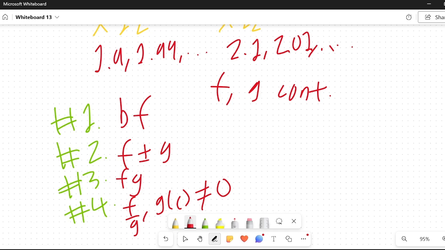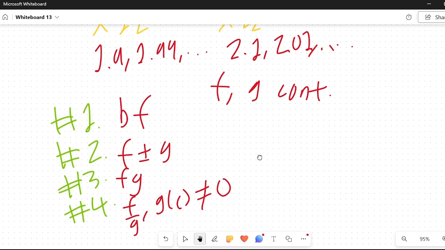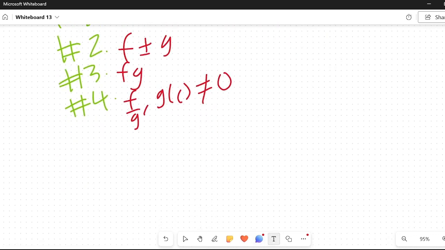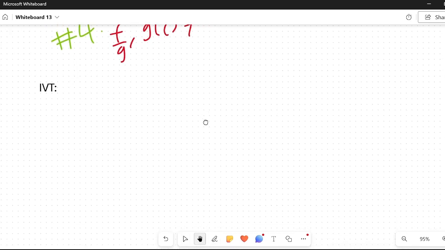So now let's look at what will probably be our last topic for today: IVT, the intermediate value theorem. If f is continuous on the closed interval A to B, f of A is not equal to f of B, and K is any number between f of A and f of B, there must be a number C in A to B such that f of C equals K. So this is like an existence theorem, which essentially says, hey, we have a graph like so.